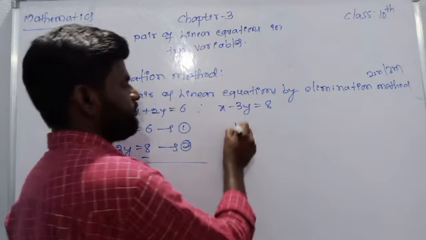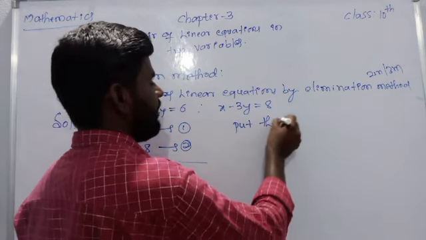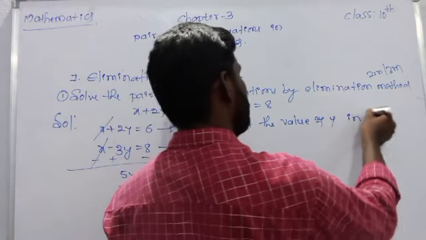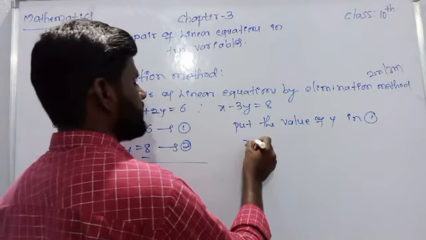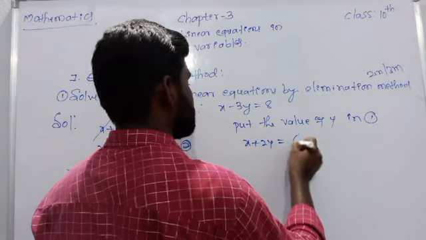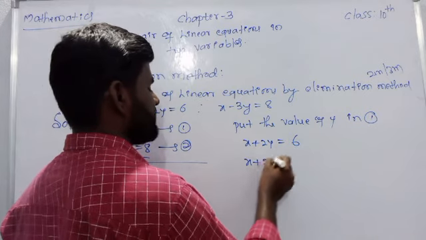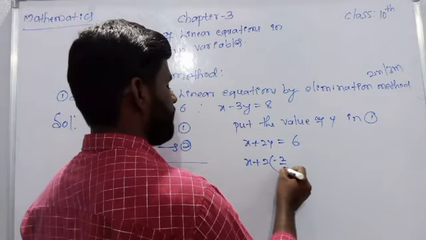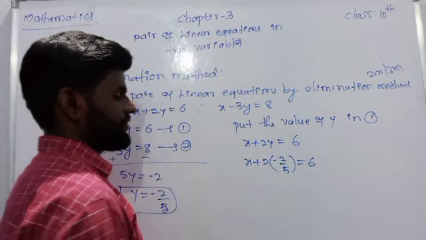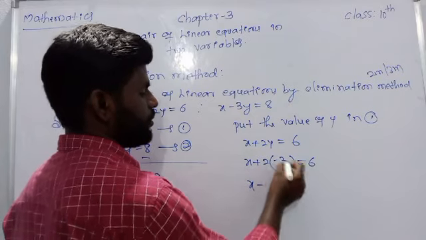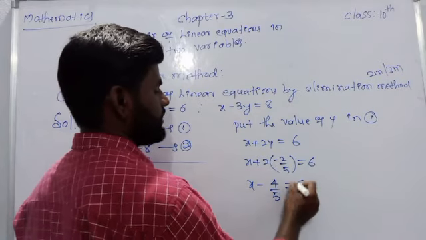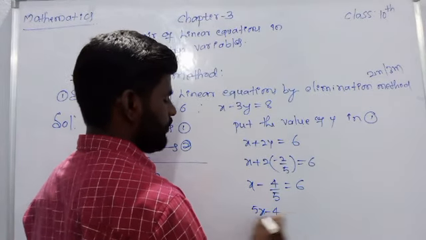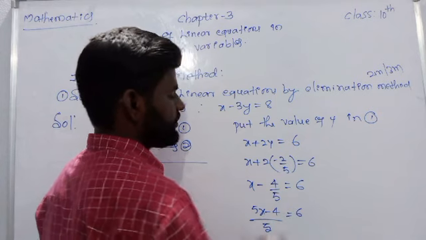Now put the value of y in equation 1: x plus 2y is equal to 6. x plus 2, as it is, and in place of y, minus 2 by 5. x plus 2 into minus 2 by 5, that is minus 4 by 5, is equal to 6. Find x: 5x minus 4 divided by 5 is equal to 6.